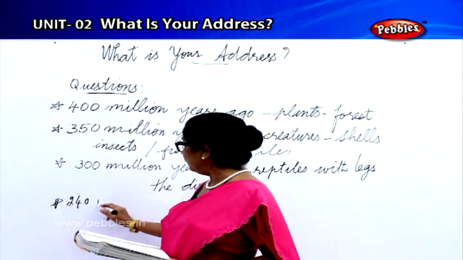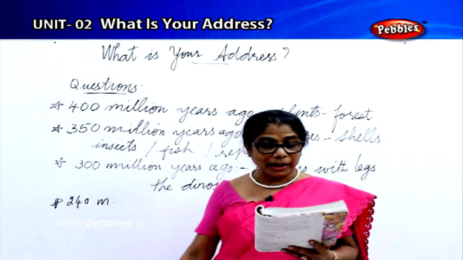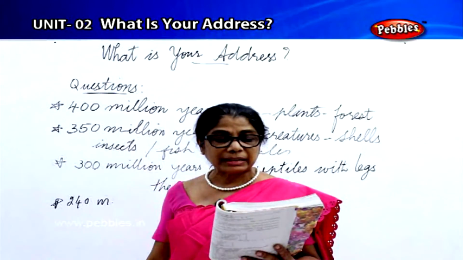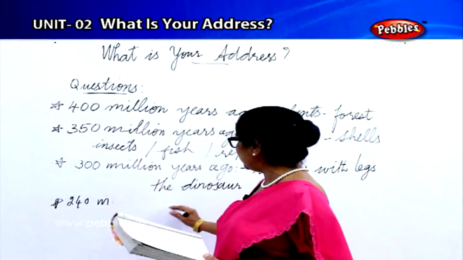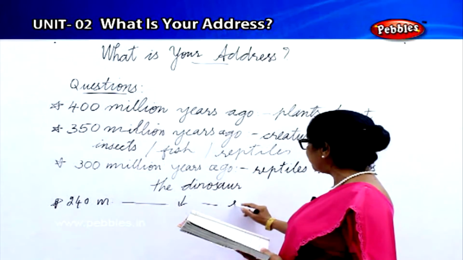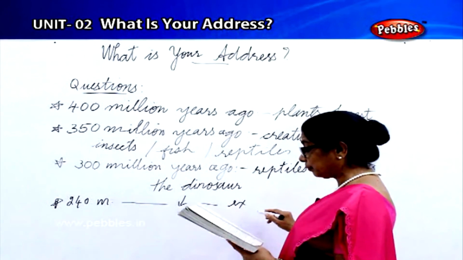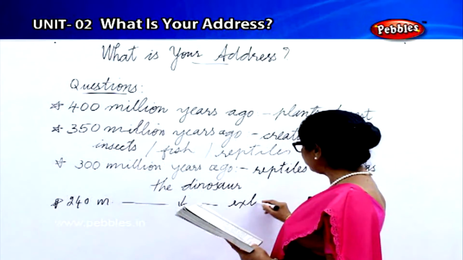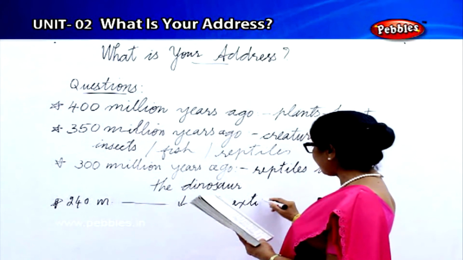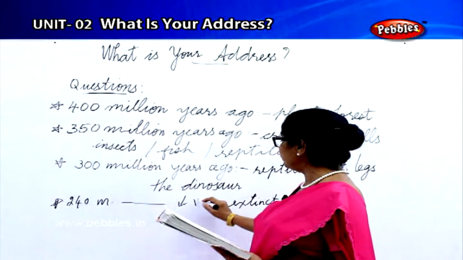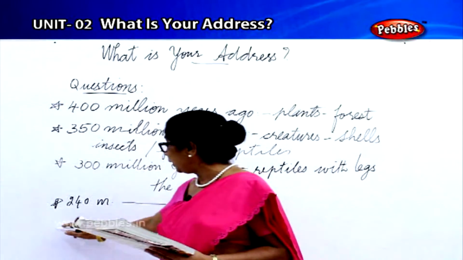Next we go to 240 million years ago. What happened? Aggressive species became extinct. What are the aggressive species? These dinosaurs, they became extinct. Okay? That's what happened 240 million years ago. They are no more. These became no more.